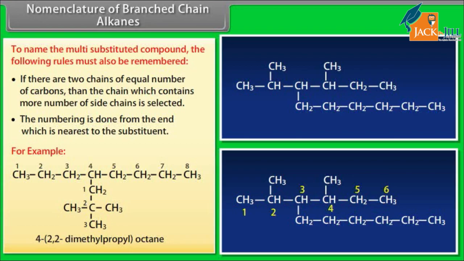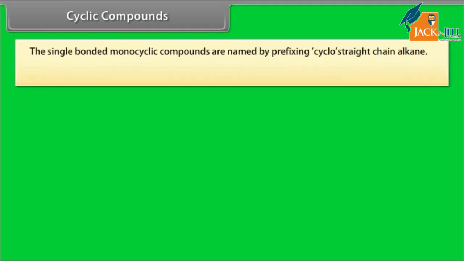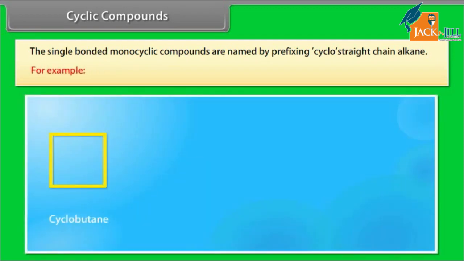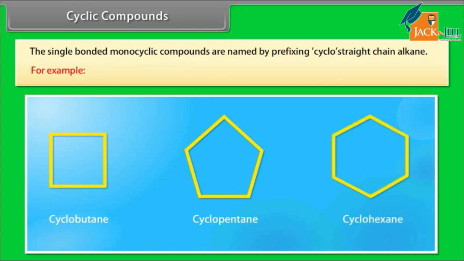4-ethyl-2,2-dimethyl octane. Cyclic compounds. The single-bonded monocyclic compounds are named by prefixing cyclo- to the straight chain alkane. For example, cyclobutane, cyclopentane, cyclohexane.